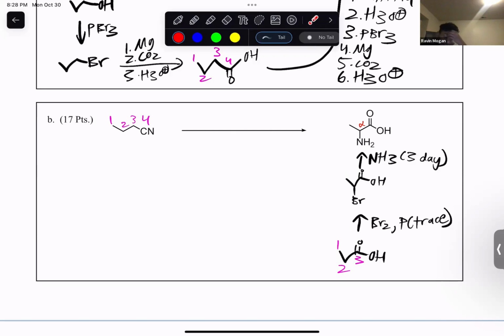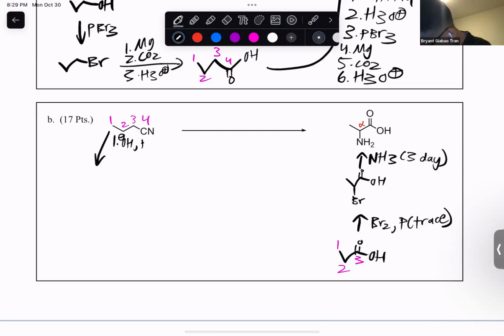So let me just show you here. The first thing that we're going to do is convert this nitrile into a carboxylic acid. What reagent do you think we would use to convert this nitrile into a carboxylic acid? Let me see. Nitrile into carboxylic acid. Wait. OH minus, H2O and heat. And the second step? Acid workup. Yep, acid workup. That's right.